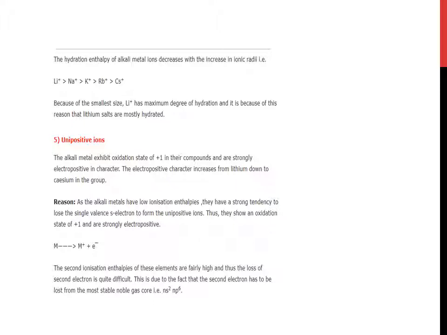Now, what are unipositive ions? The alkali metals exhibit an oxidation state of +1 in their compounds and are strongly electropositive in character. The electropositive character increases from lithium down to cesium. Because alkali metals have low ionization enthalpies, they have a strong tendency to lose the single valence electron, and therefore it gives M+ and releases one electron.